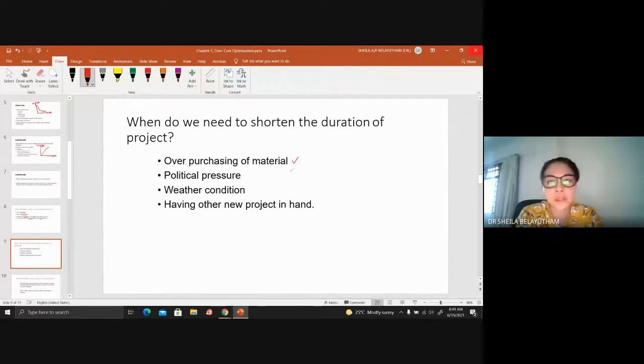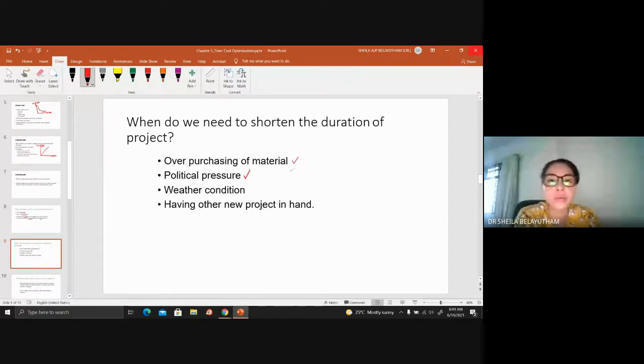So with over-purchasing of material and without any proper storage, you might want to use it up fast. Another common factor is political pressure. There are projects, especially mega projects, which are under public scrutiny.